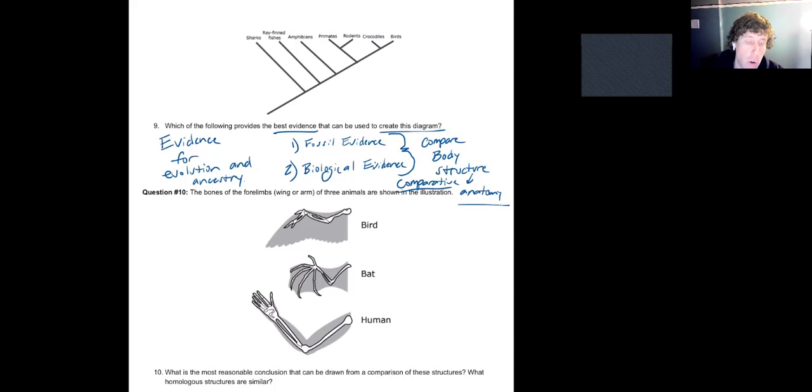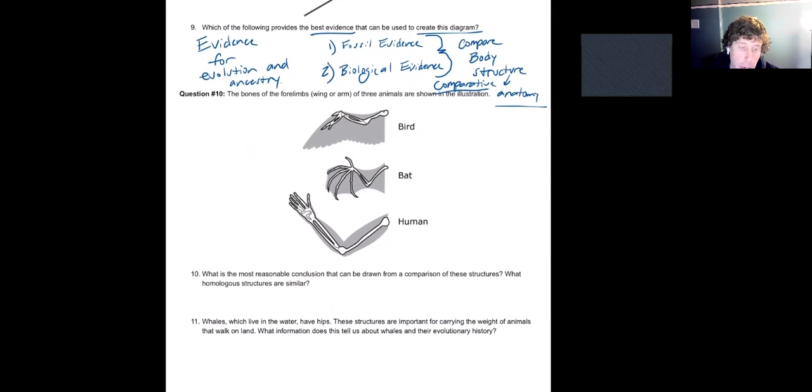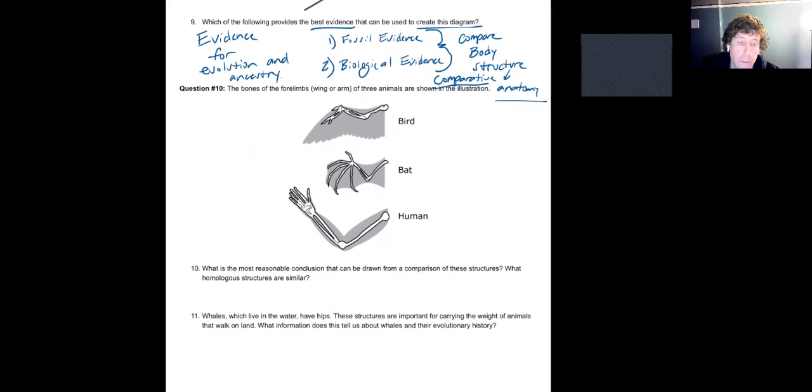Now let's do that on question 10. We'll stop here on question 10. The bones of the four limbs, so the arms, wing or arm, of three animals is shown below: the bird, the bat, and the human. What is the most reasonable conclusion that can be drawn from a comparison of these three structures? What can we say about these three organisms from looking at them?